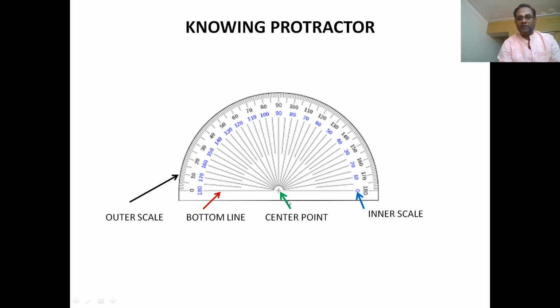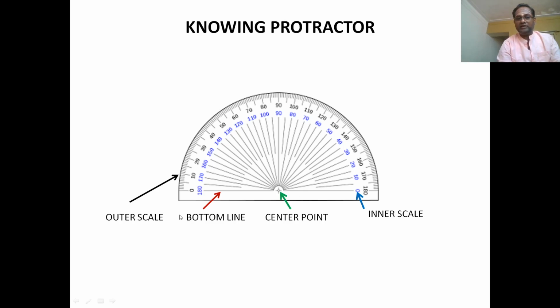As you know, there will be a horizontal line at the end of the protractor. This is called the bottom line of the protractor. And there will be a central point on the bottom line of the protractor.